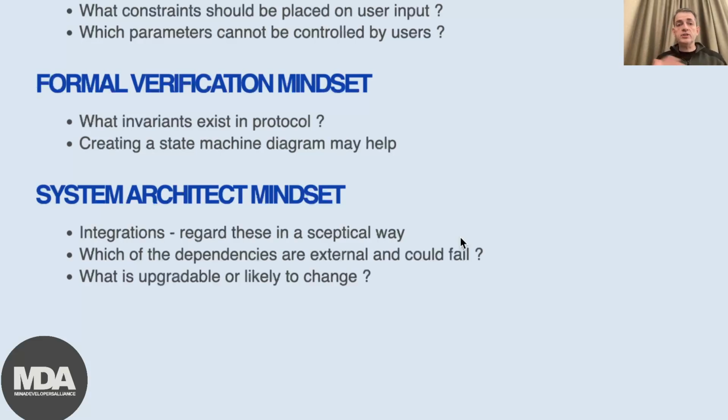Then from the system architect mindset, think about integrations. Are you interacting with other systems? And look at this in quite a skeptical way. Don't assume that any integration is going to be correct or that information you're getting from elsewhere will be correct. If you have dependencies, could these fail? And what is likely to change about the system over time?